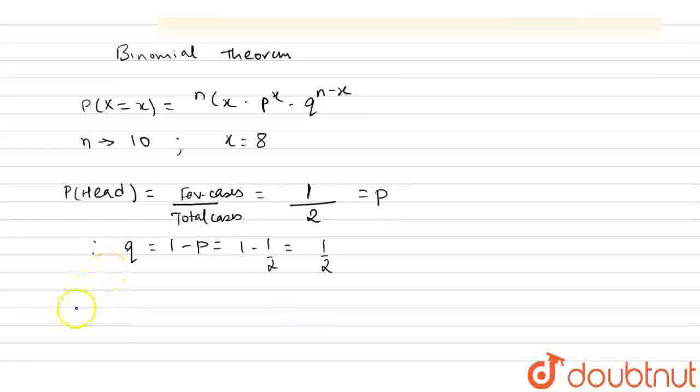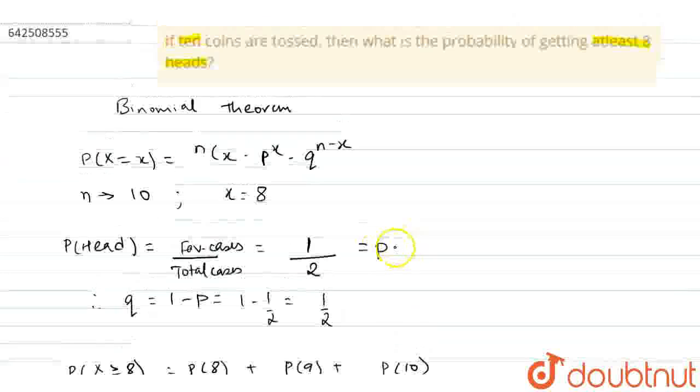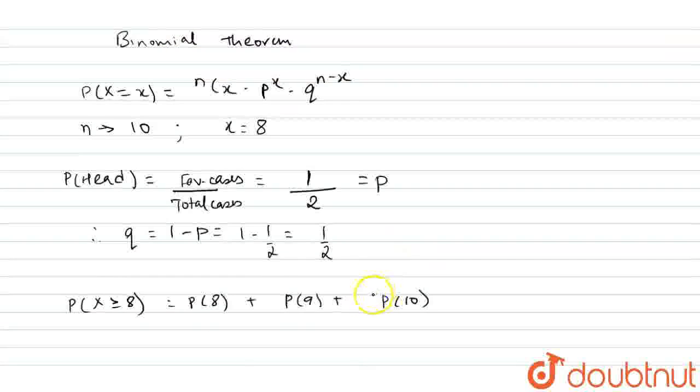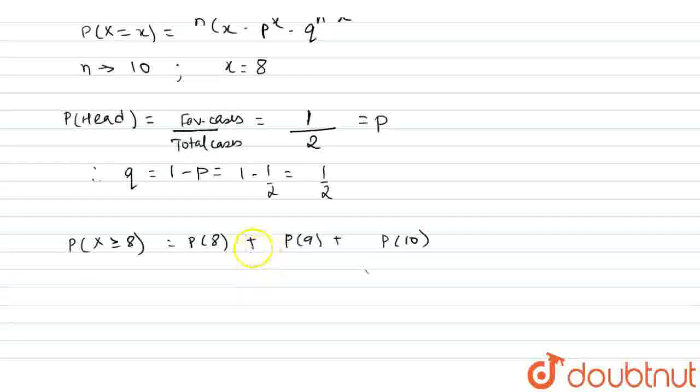So my equation forms like this: x should be greater than or equal to 8, such that my answer will be P of 8 plus P of 9 plus P of 10. Are you understanding this? They are asking us to find the probability of getting at least 8 heads when 10 coins are tossed. So I can get 8 heads or 9 heads or 10 heads, so I have to find the probability for each case. So I'll use my binomial theorem formula.